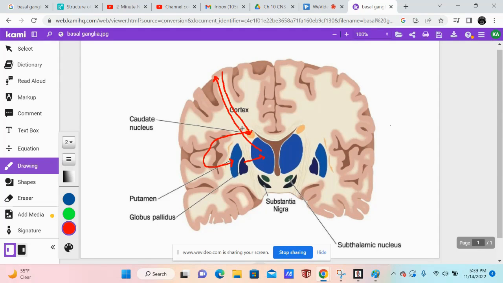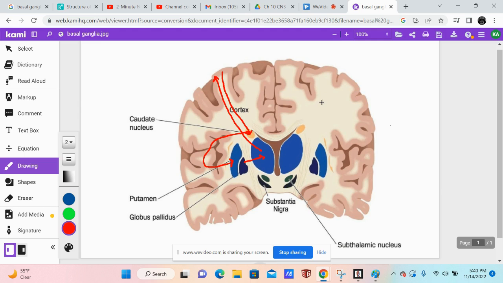All right, so with a direct pathway, the globus pallidus is constantly suppressing or inhibiting the thalamus. And when motor stimulation comes down from the primary motor cortex into the caudate nucleus or the putamen, it stops the globus pallidus from inhibiting the thalamus, which causes the muscle movement to occur.